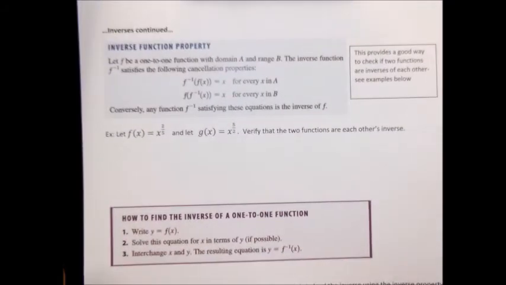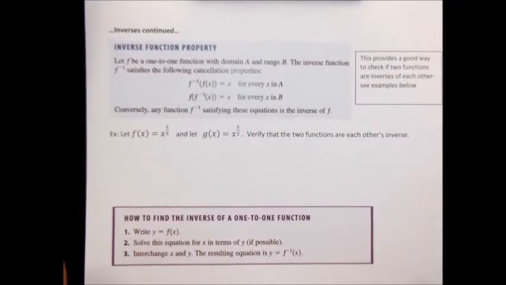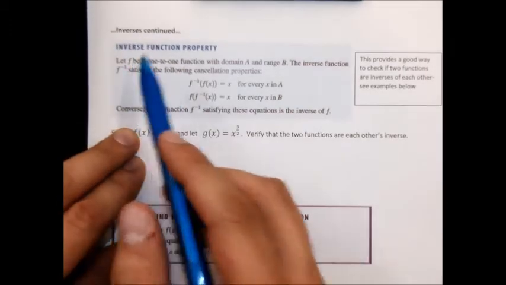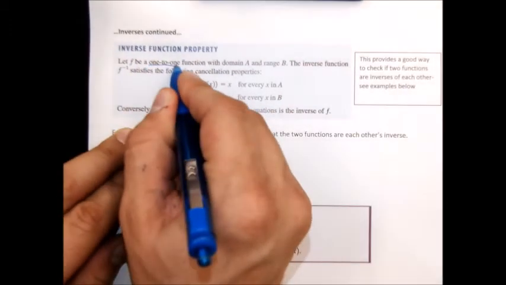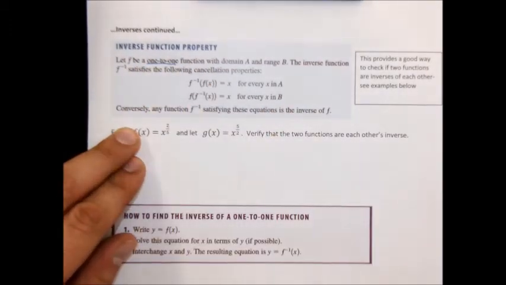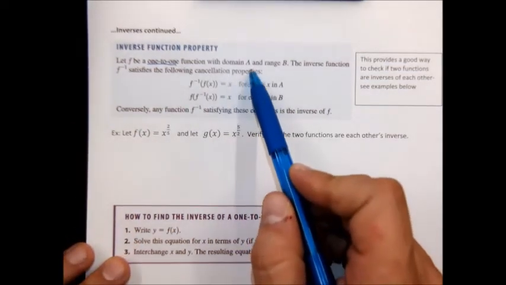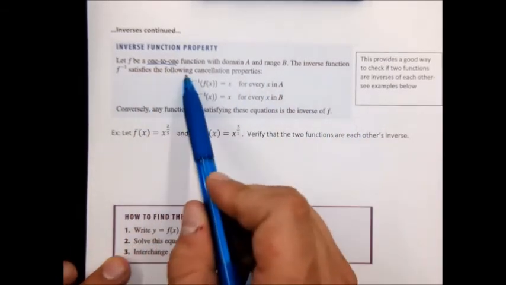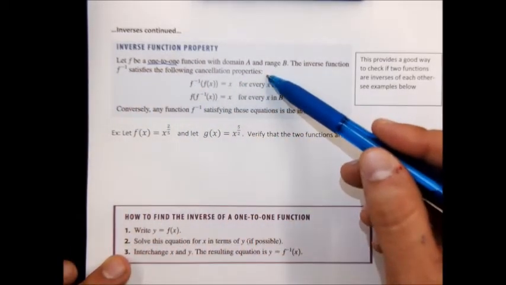So let's look at this property here. It's called the inverse function property. And let's see what it says. Let f be a one-to-one function. We need it to be one-to-one because we're going to talk about an inverse in a second. And so we need one-to-one functions to have inverses with domain A and range B. We say that the inverse function satisfies the following cancellation properties.